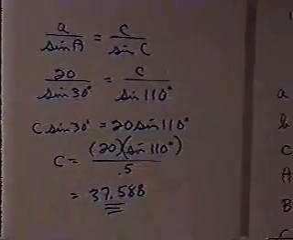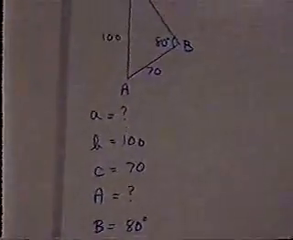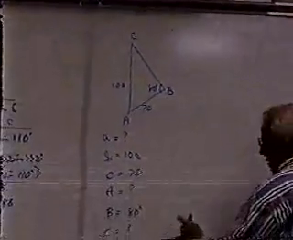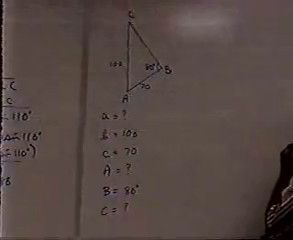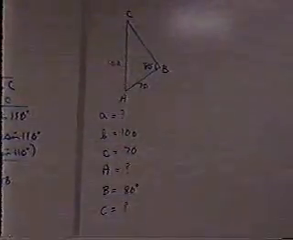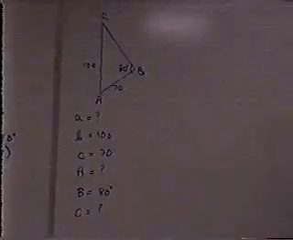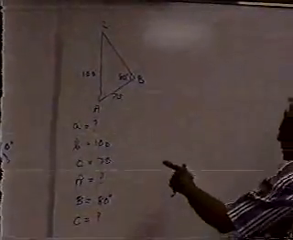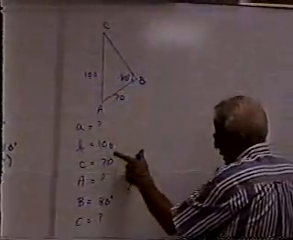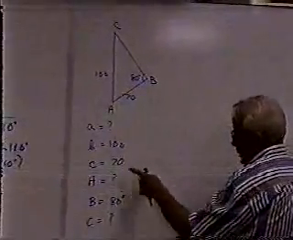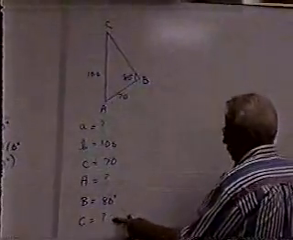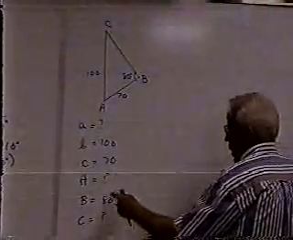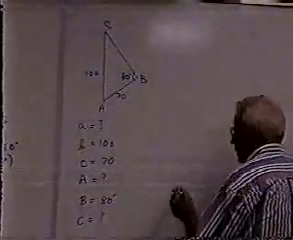All right, let's look at the next example, number 2. Here we're given side B is 100 and side C is 70 and angle B is 80. Find the other parts. Well, let's see. Here's side B, angle B. So there's that. And C, and we'll go find angle C. Here we have two sides and an angle opposite one of the sides. So we'll do that then, all right?